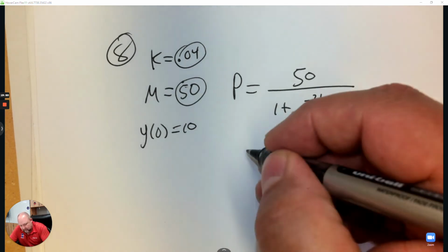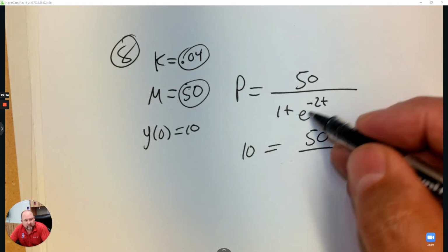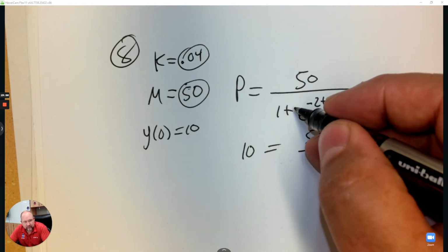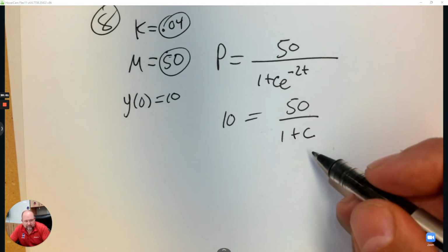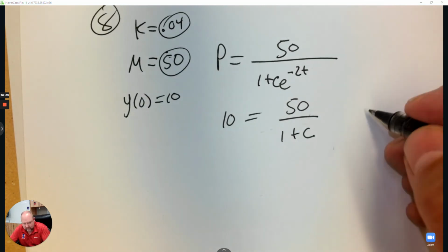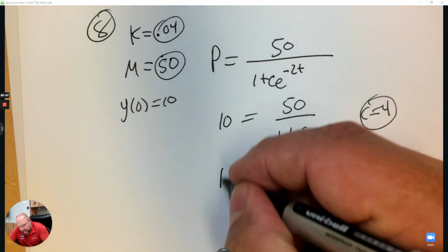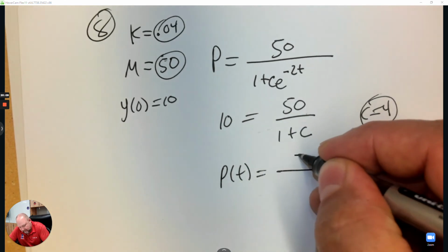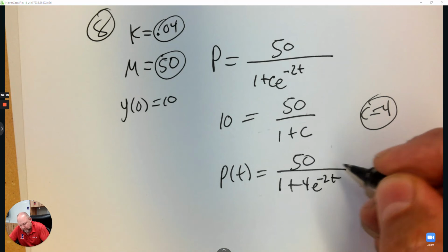And then plug in 0 and make it equal to 10. So e to the 0 is 1, so 1 plus 1, oops, there's a C in here, and then think, what would that be? So 5 over 5, right? So C must equal 4 for that to fit. So the equation then would be this: 50 over 1 plus 4 e to the negative 2t.